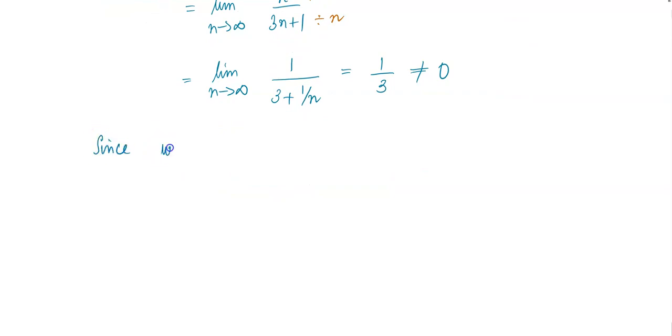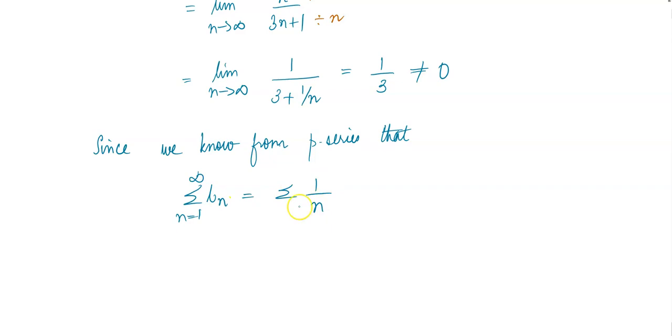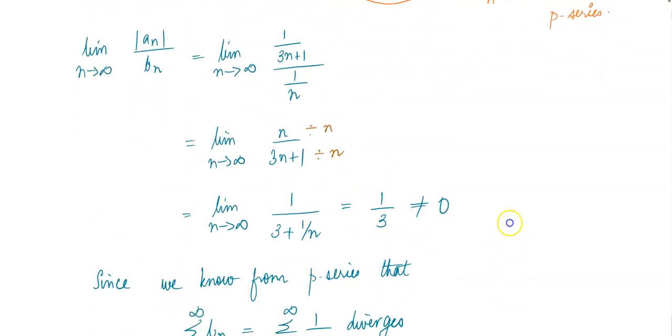Since we know from the P series that summation bn, which is summation 1 over n, diverges, the other one, the absolute value of an, also must diverge. That's what the first condition says in the limit comparison test. So this implies that the summation n from 1 to infinity of the absolute value of an, which is the summation n from 1 to infinity of 1 over 3n plus 1, diverges.